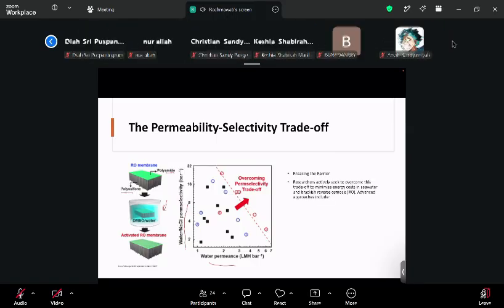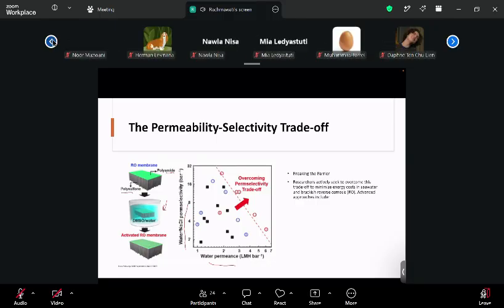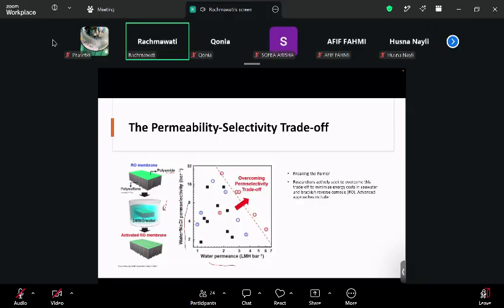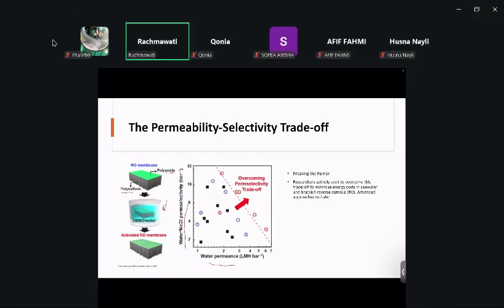So the focus here is we want to break the barrier because we want to have a high selectivity and also a high rejection. So we kind of want both. I want to have high selectivity and also high rejection for the membrane, which is the ideal parameter for the membrane. So in this case, the researchers actively seek to overcome this trade-off.